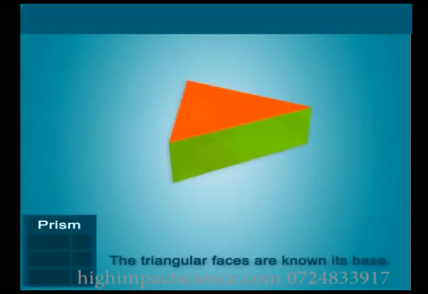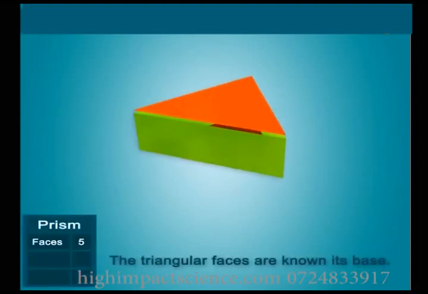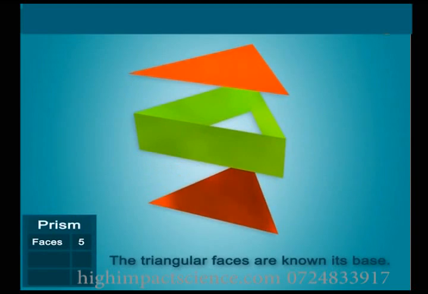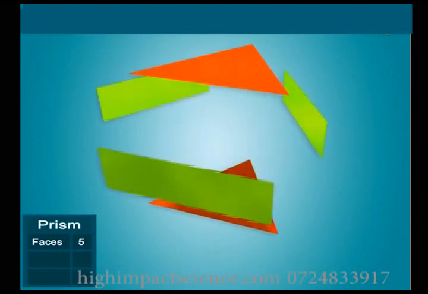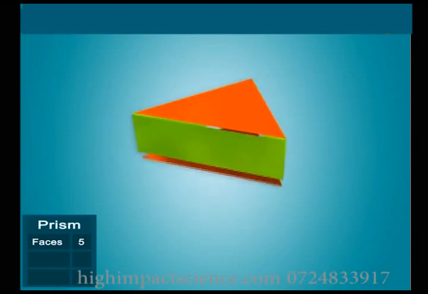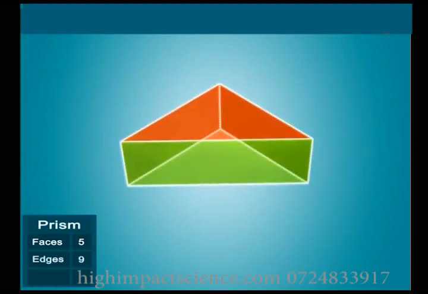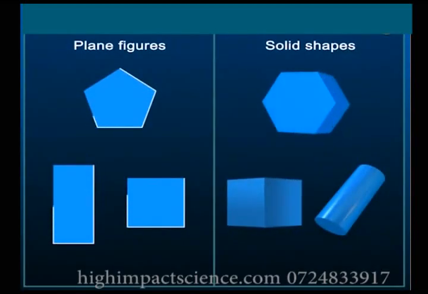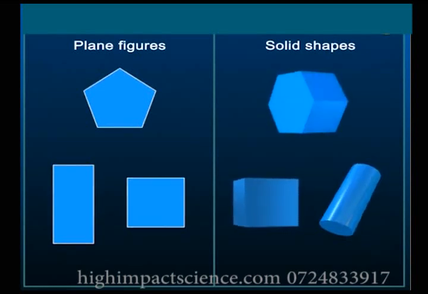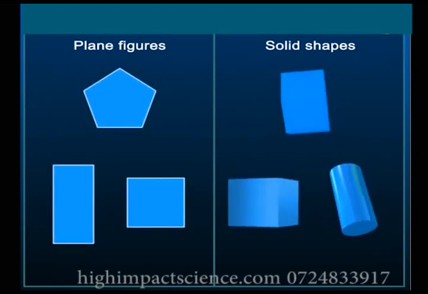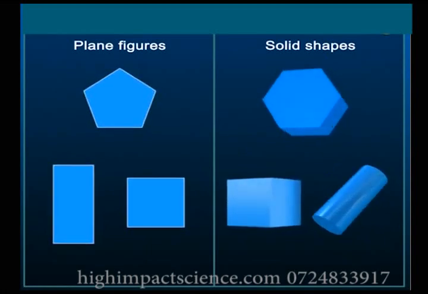A triangular prism has 5 faces, a top and a bottom triangle, and 3 rectangular faces. It has 9 edges and 6 vertices. While plane figures with straight edges are called polygons, solids with flat faces are called polyhedrons or polyhedra.